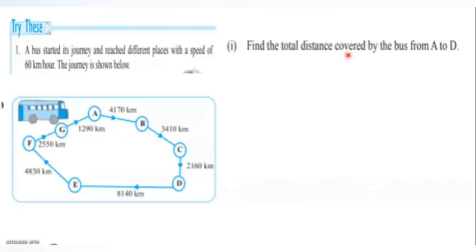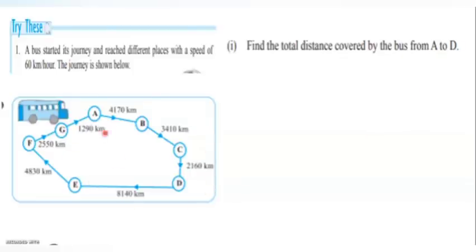This is our next question. This is also try these. A bus started its journey and reached different places with a speed of 60 km per hour. The journey is shown below. This is the journey of the bus. It has traveled from A to D with a speed of 60 km per hour. Let's see the question. Find the total distance covered by the bus from A to D.